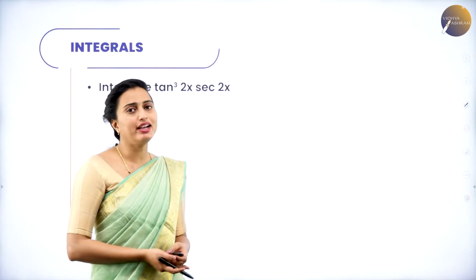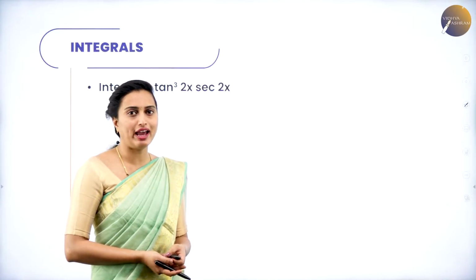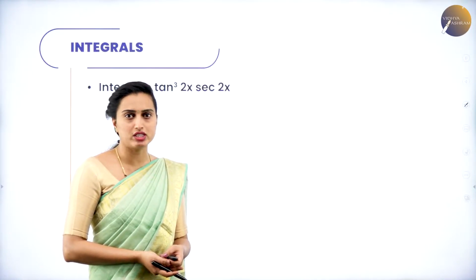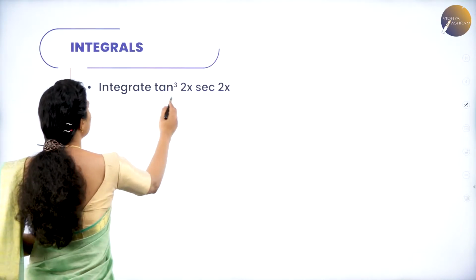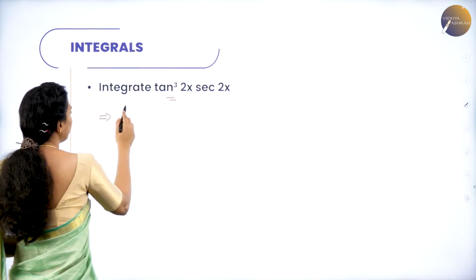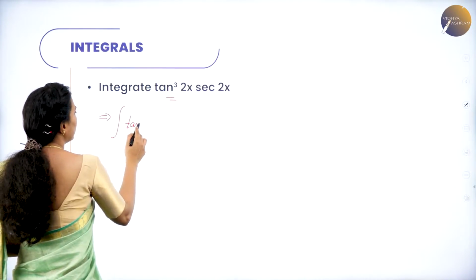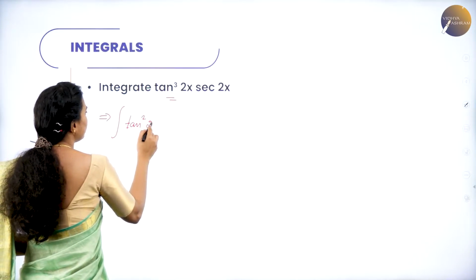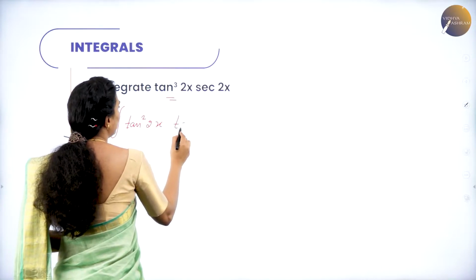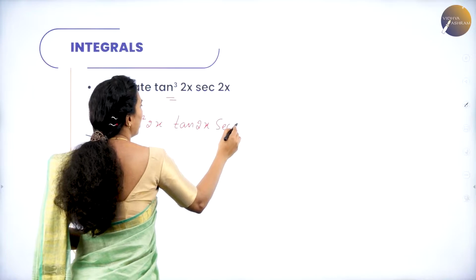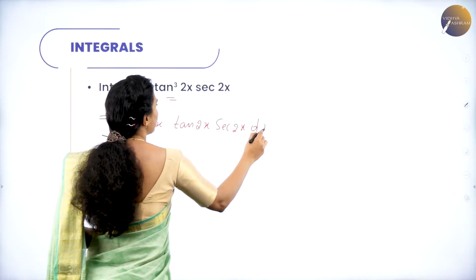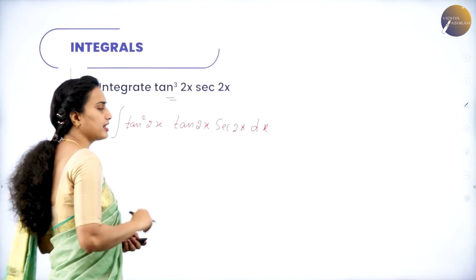Dears, we can write tan cube 2x in the form of tan square 2x into tan 2x, which will be giving you tan cube 2x only. So, I am going to split this one and write symbolically: integral of tan squared 2x into tan 2x into secant 2x. I hope you got this step. I have split this tan cube 2x like this.